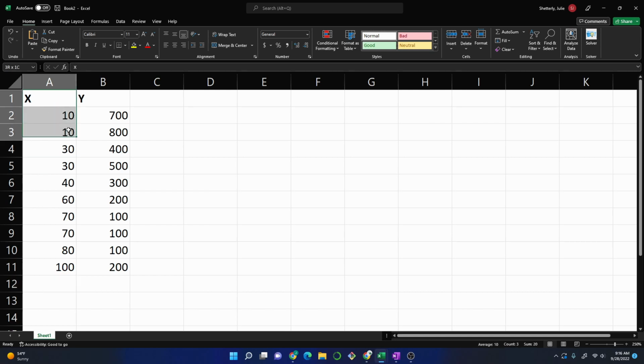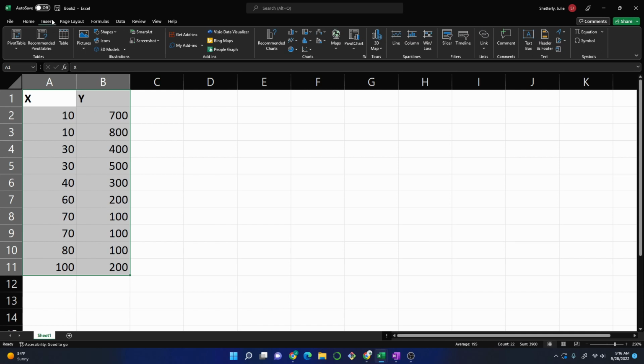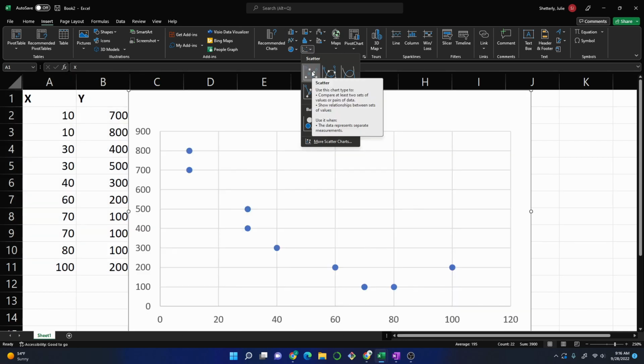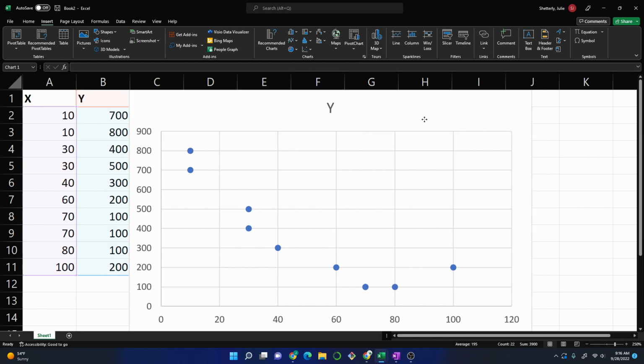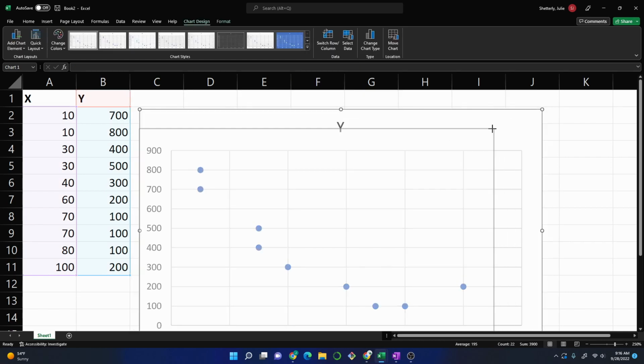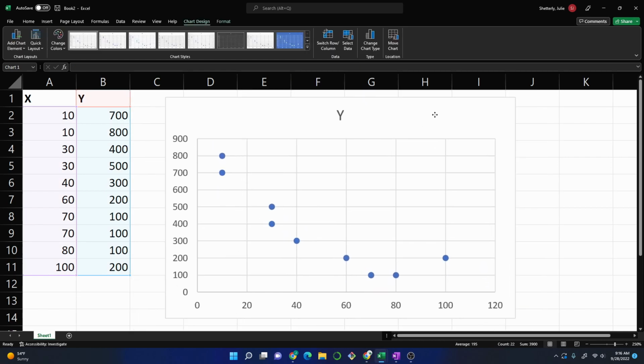What I'm going to do is just click and drag and highlight all of these points. And then once I highlight all of those points, I'm going to go to Insert, and I'm going to go over and choose a chart. And I want a simple scatter plot, so I'm going to select that option here. And here is my scatter plot. I'll resize so it fits in this window. And it looks similar to the one we just drew, just with a slightly different scale, which is okay.